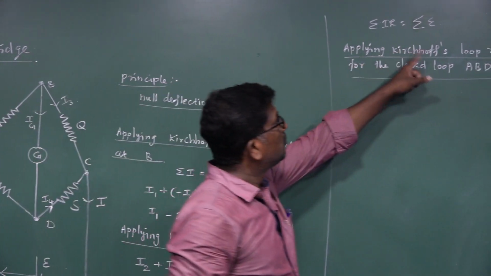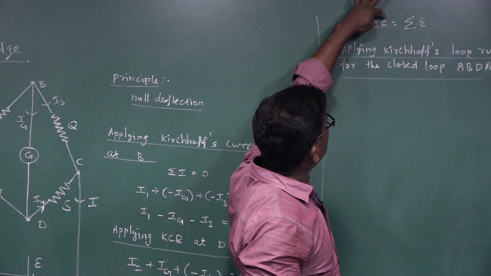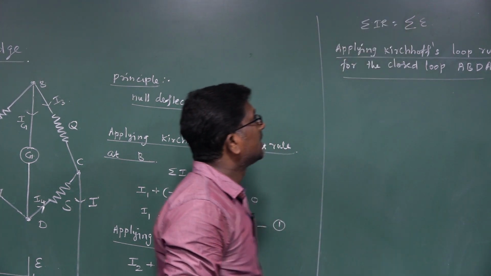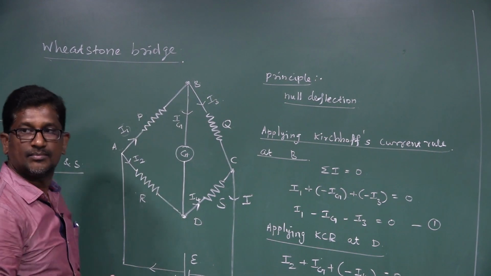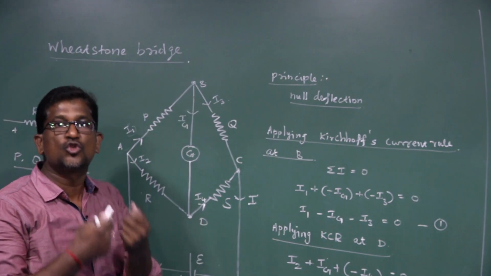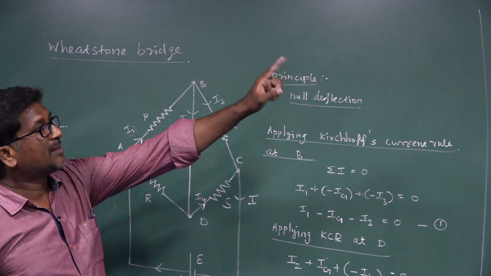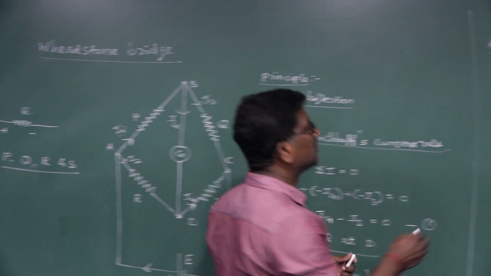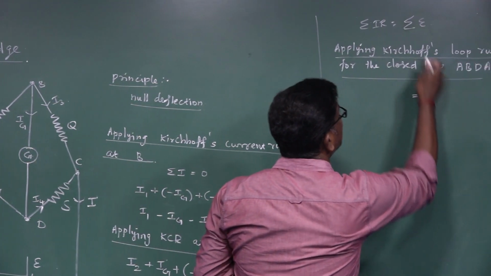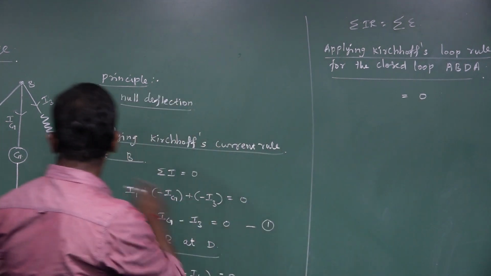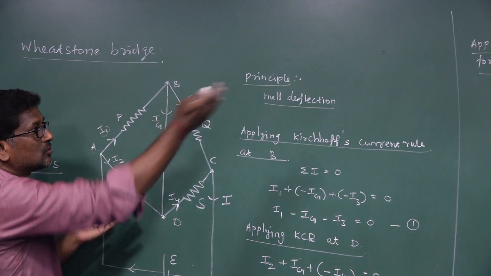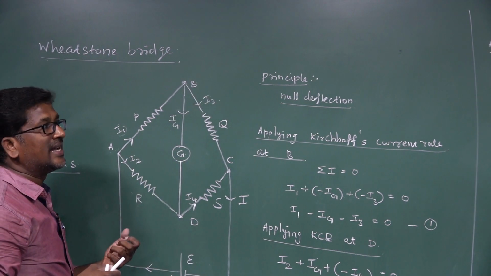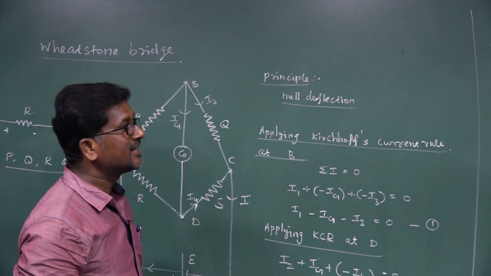So Kirchhoff loop rule: summation of I into R is equal to summation E. In this closed loop, there is no electric cell, that is, there is no EMF. So the summation E value is 0, because in this closed loop A, B, D, A there is no electric cell. So the net EMF value should be taken as 0.